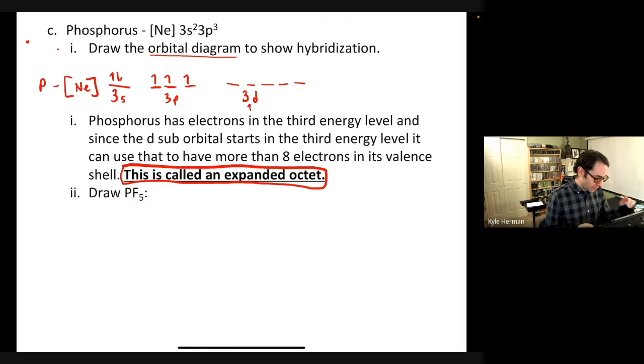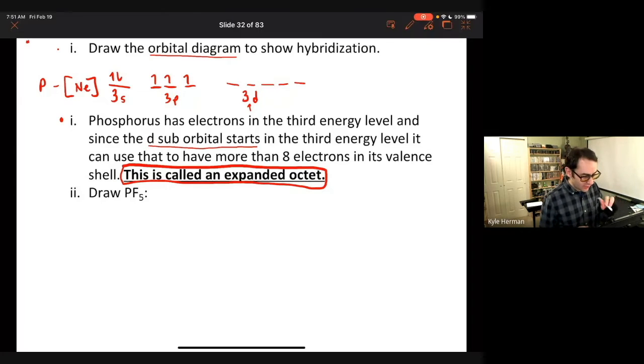So let's check this out. Phosphorus has electrons in the 3rd energy level. And since the d suborbital starts in the 3rd energy level, it can use that to have more than 8 electrons in its valence shell. Just like the other ones for hybridization, this extra electron that would normally not be used in bonding can actually go over to the 3d.